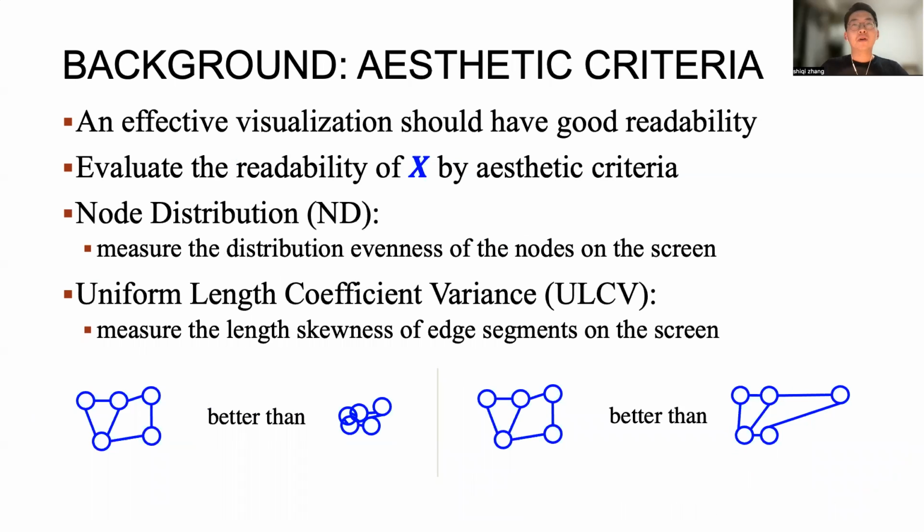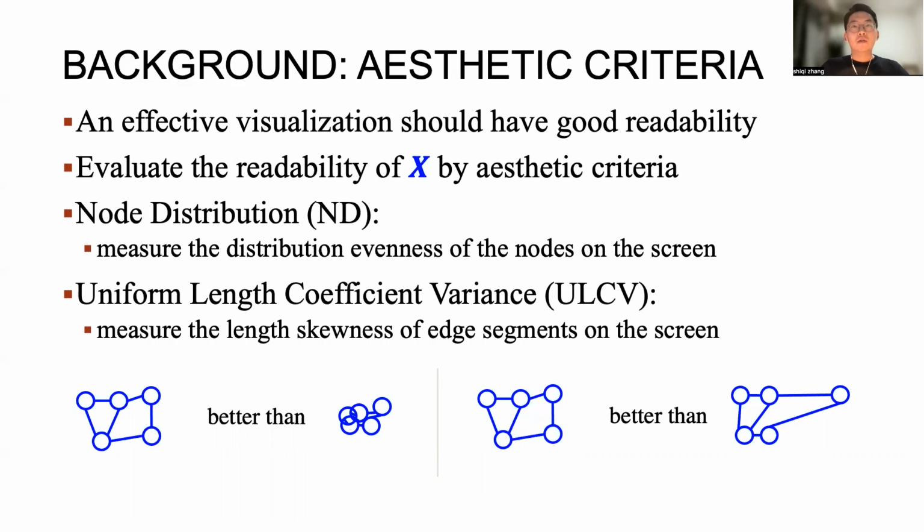A high-quality graph visualization should have good readability. To evaluate the readability of visualization results, the graph drawing community has proposed several aesthetic criteria. Node distribution and uniform length coefficient variance, or ULCV, are two commonly used criteria among them.